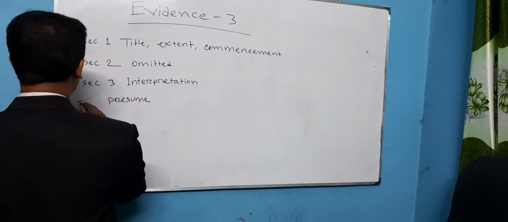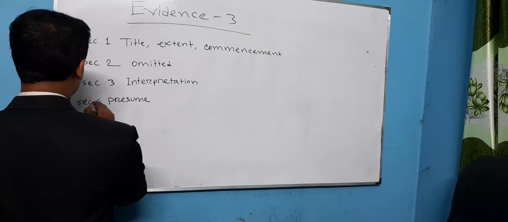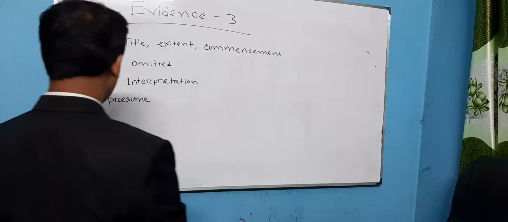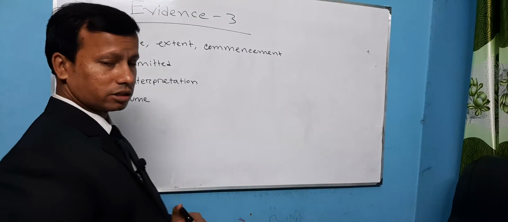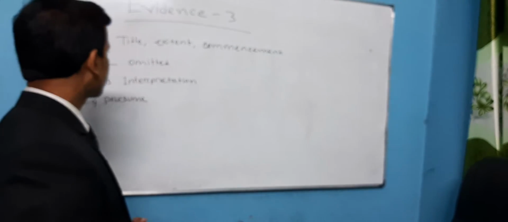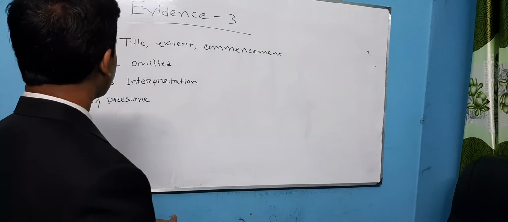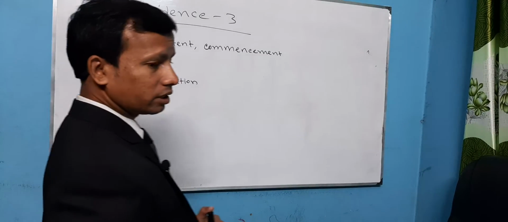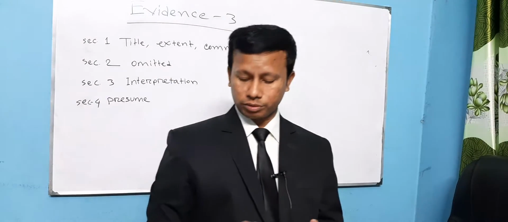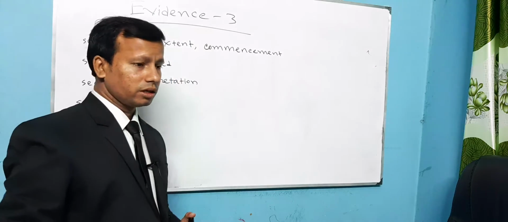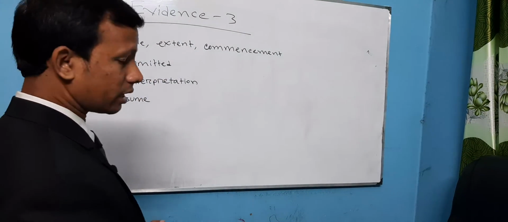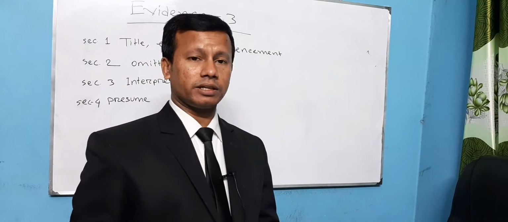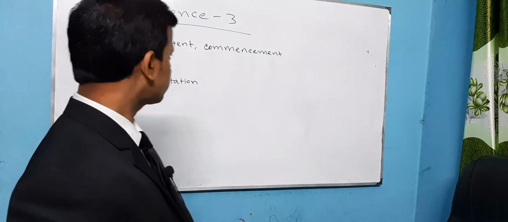So section 1 is with a title, extent, and commencement. Three things here in section 1: title, extent, and commencement. What is title? What will the Evidence Act be called, and what will the name of this act be? The act will be called the Evidence Act 1872.